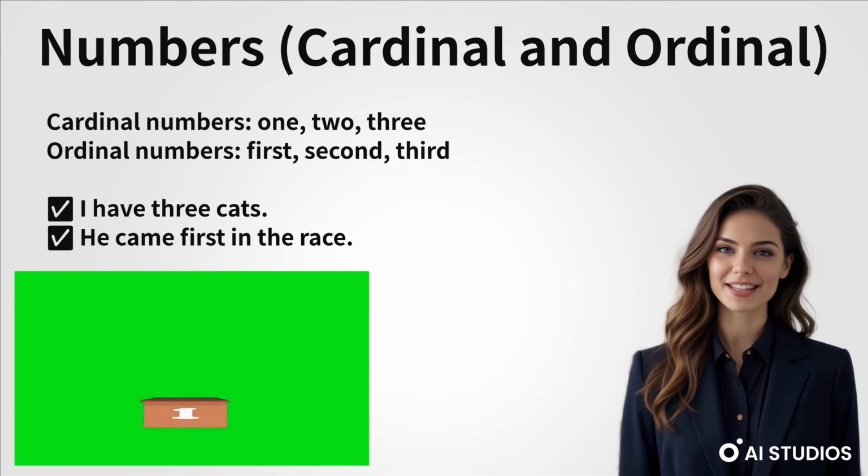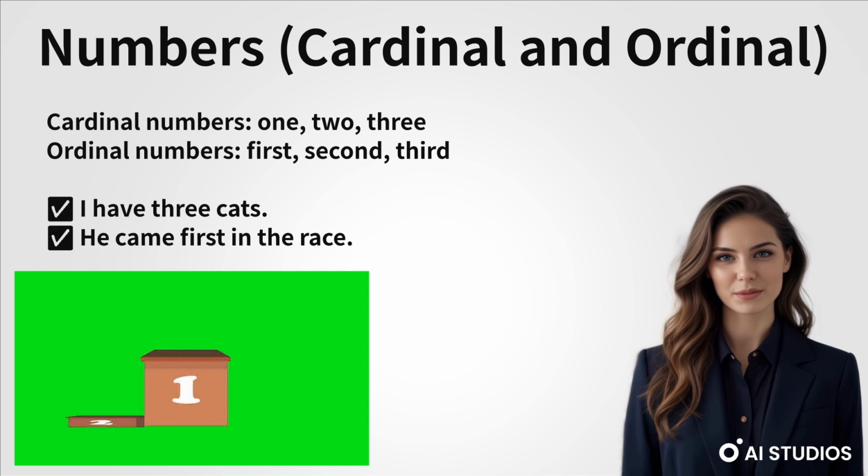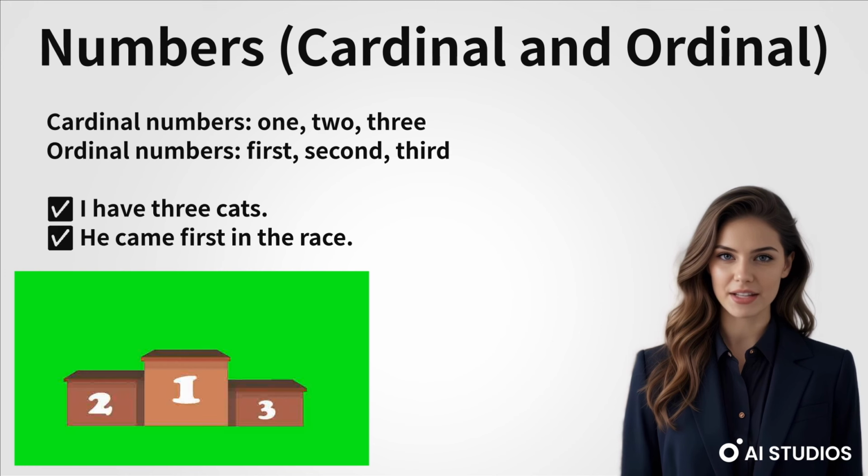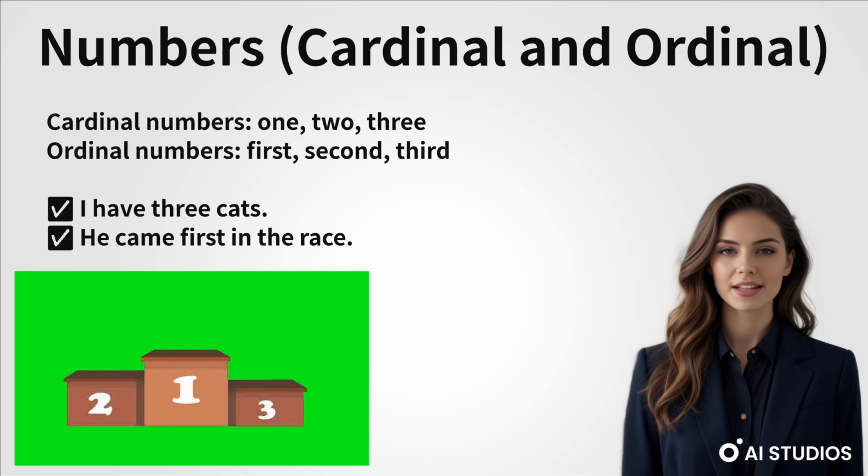Numbers can also act as determiners. Cardinal numbers: 1, 2, 3. Ordinal numbers: first, second, third. I have 3 cats. He came first in the race.